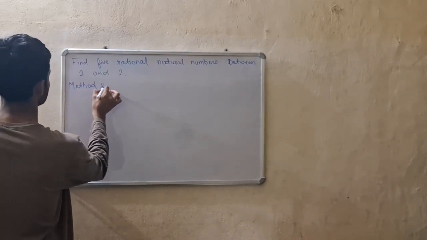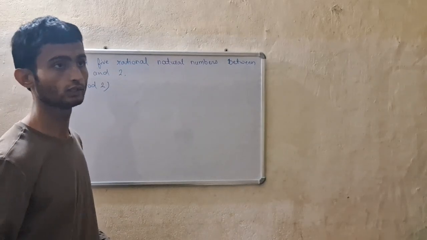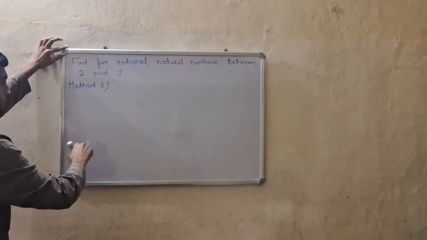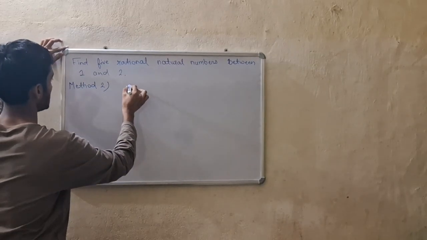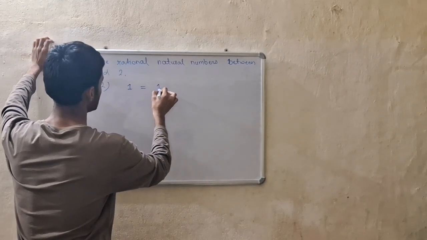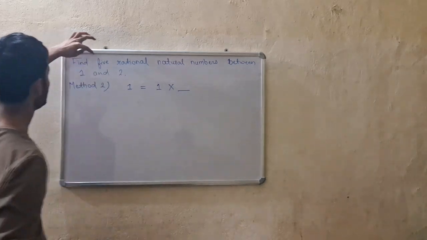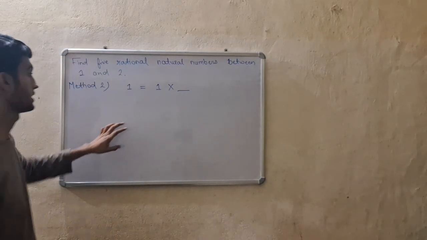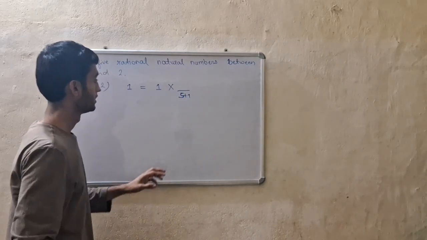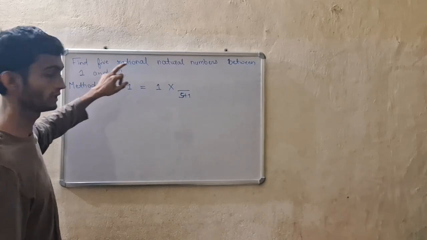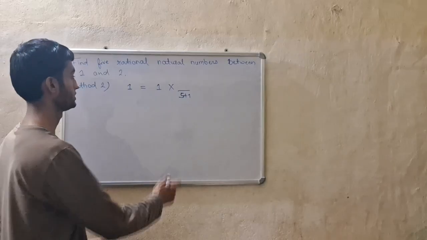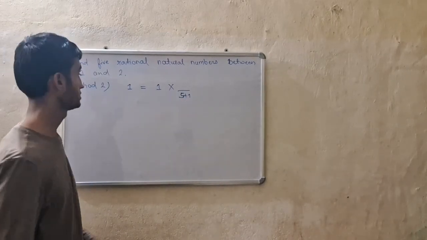So method number 2. What you have to do in this method is write the 2 given rational numbers in the form p upon q with a common denominator. We have to write 1 as p upon q, and the denominator becomes what? We have to find 5 rational numbers, so we will write the denominator as 5 plus 1. The number of rationals you want, and adding 1 more to it. This is how we make our denominator.